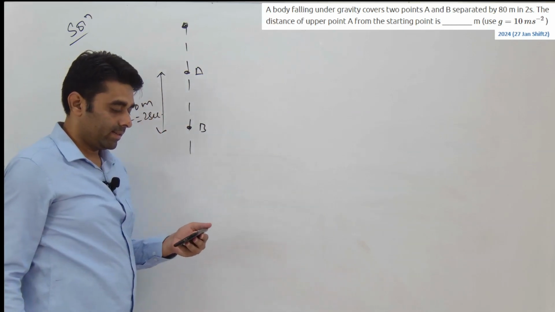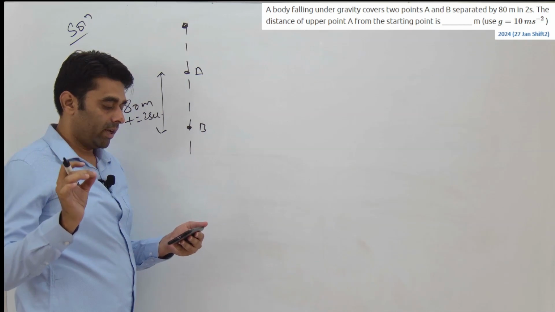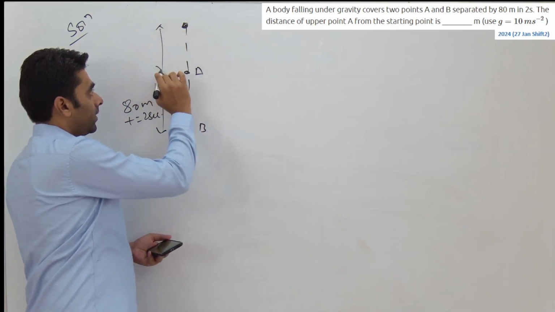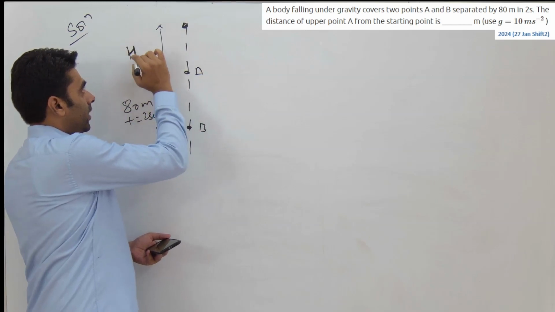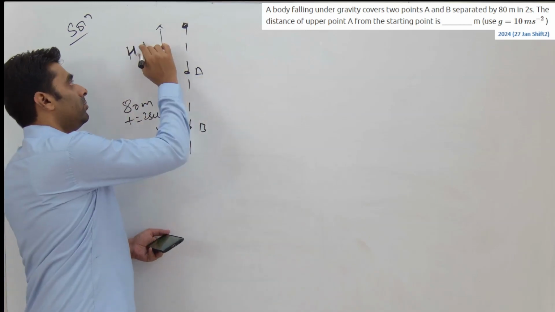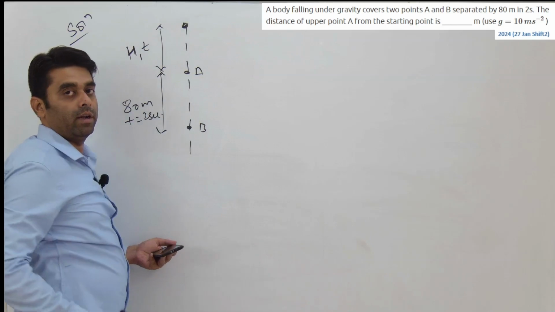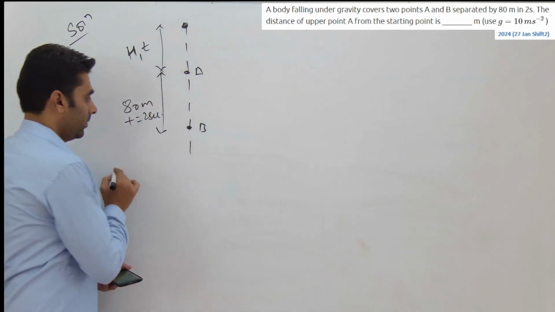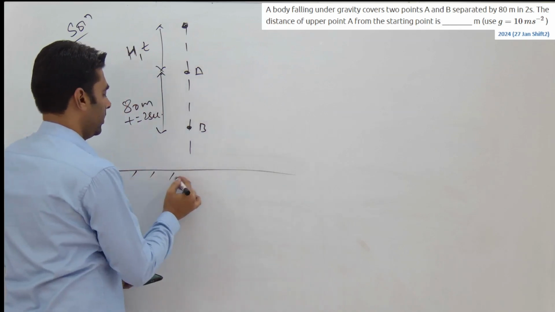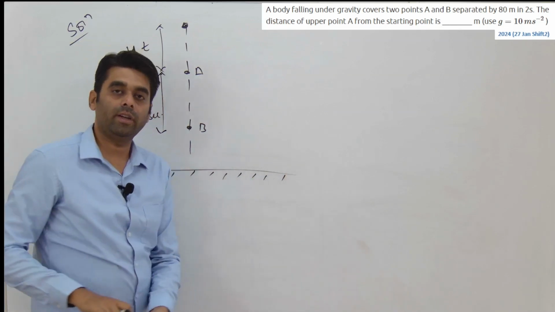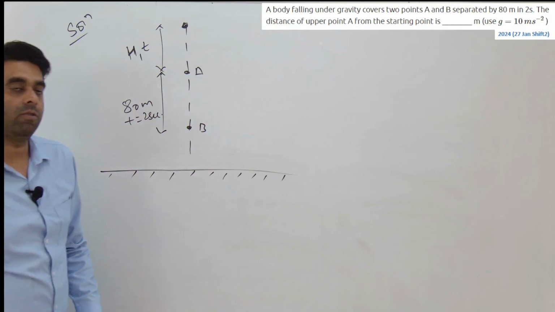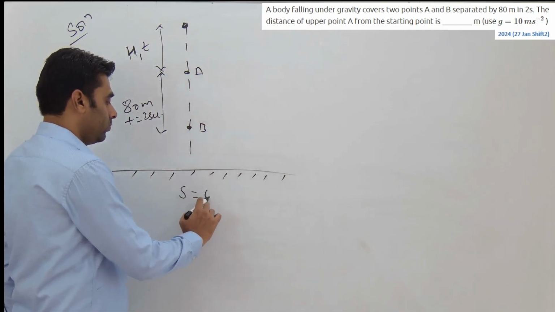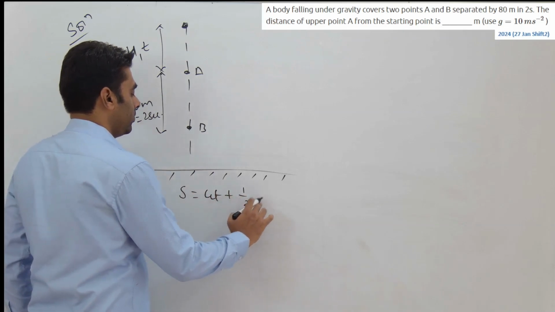Next it says the distance of upper point A from the starting point is dash meter. That means this distance they are asking. Let's call this h, and the time taken is t. Let us assume that the time taken from the starting point, the top point, to point A is t, right? Let us see what we can write over here. Motion under gravity, basically we will be using the equation of motion. Second equation of motion, let us apply. S is equal to ut plus half at square.